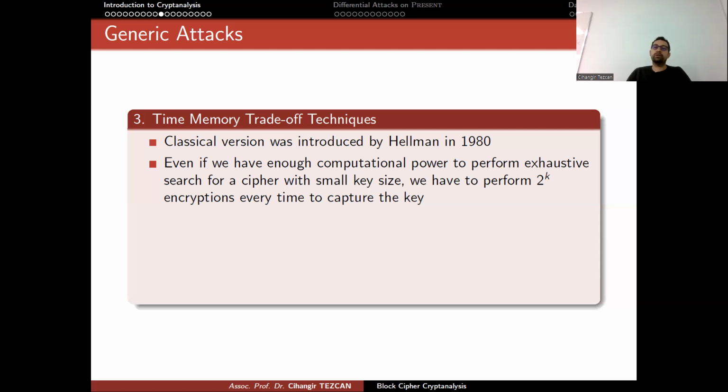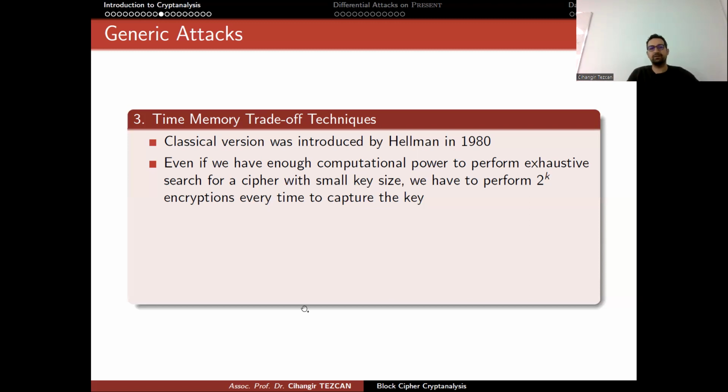But still, in order to listen to every single GSM communication, you have to perform the exhaustive search one by one, right? So if, for instance, it takes you 1 day to perform this exhaustive search, and you want to listen to 1,000 communications, then you have to perform this attack for 1,000 days, right? So this is not something you want. So the question is, can I perform the exhaustive search only once, but after that store some values so that in the following exhaustive search attacks, I can do it in a faster way?